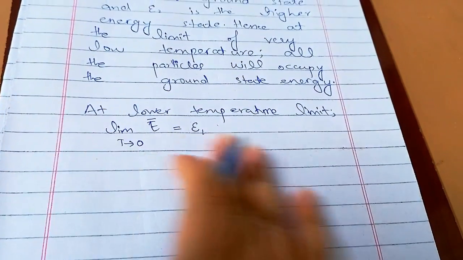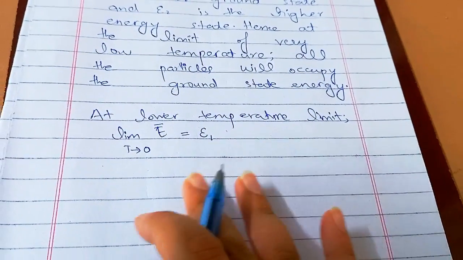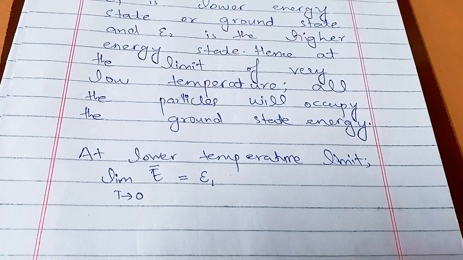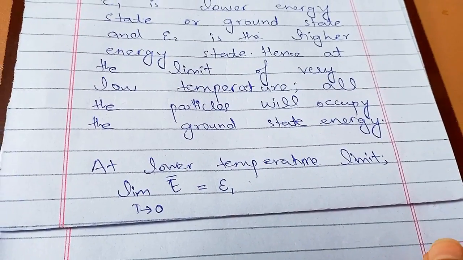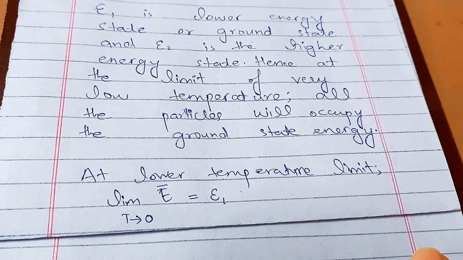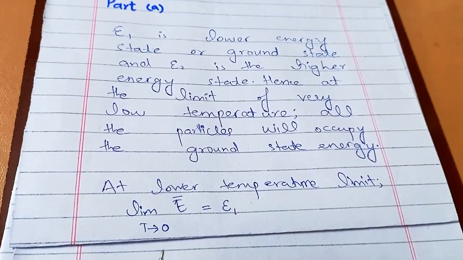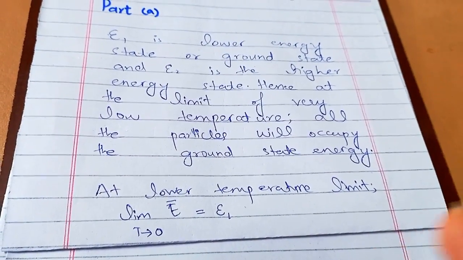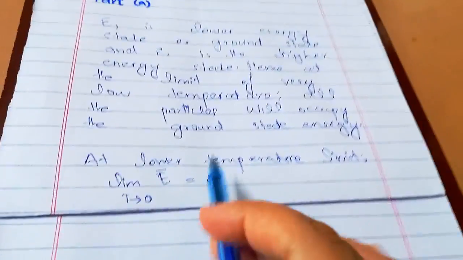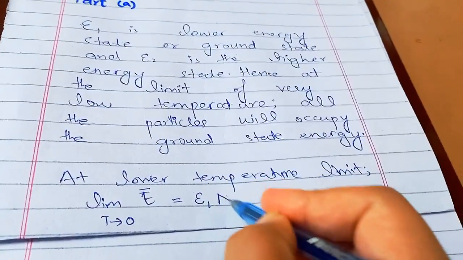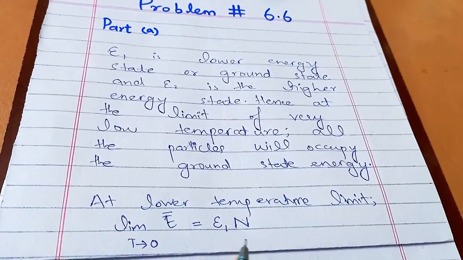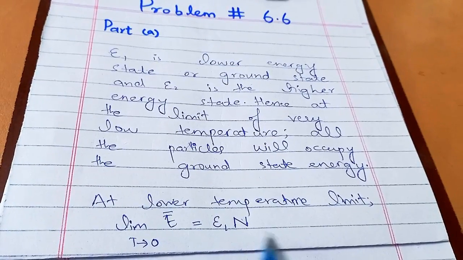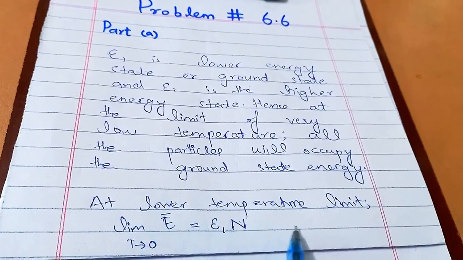Alright, because they do not have enough thermal energy to occupy higher state, which is E2. Alright, this is the average energy per particle, and since we have capital N number of particles, the average energy of the whole system would be equal to E1 times capital N. Alright, this is the average energy of this system at a limit of very low temperature.